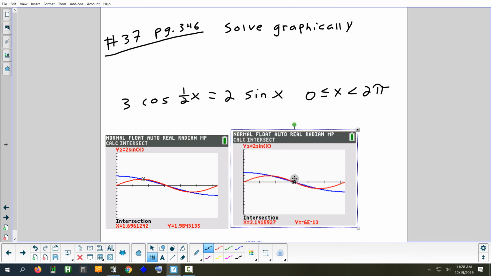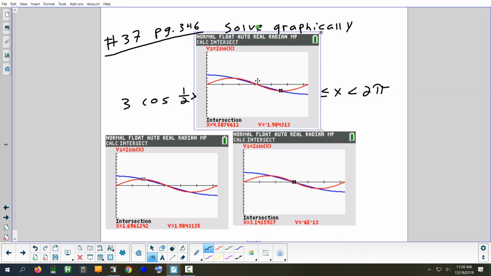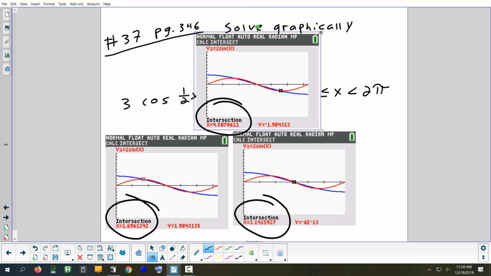3.14. Get that one. And third one. Second, calc, intersect. And move your cursor closer to the third one. Okay, so those are your 3 answers. Okay, any questions on that?